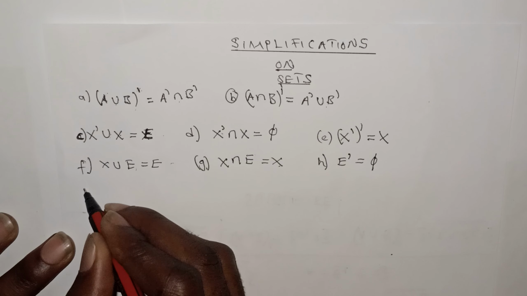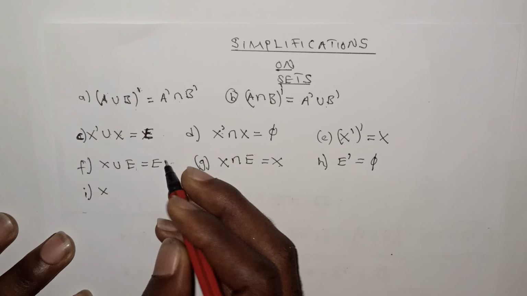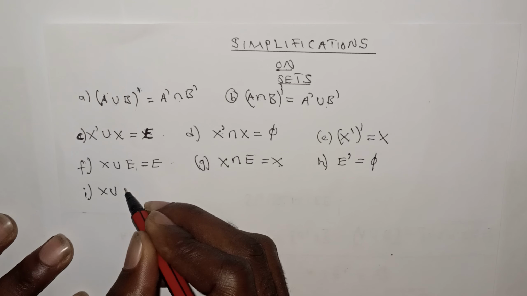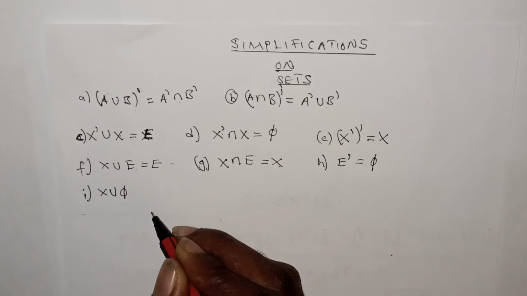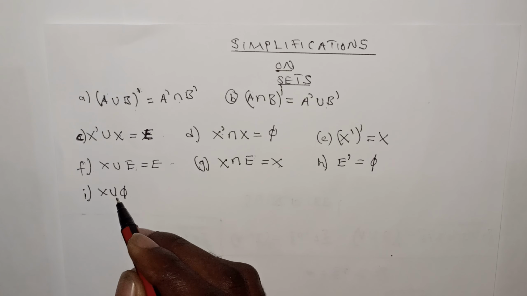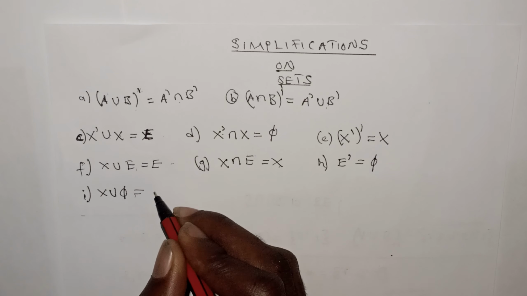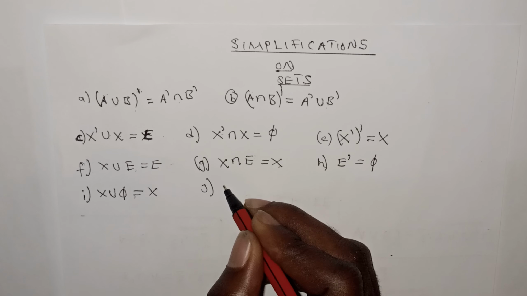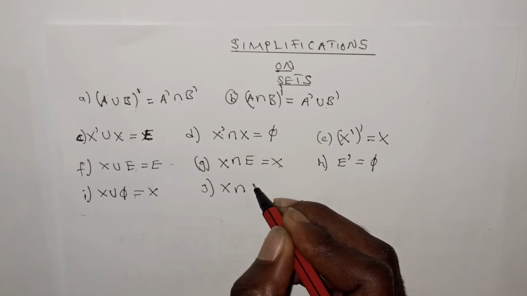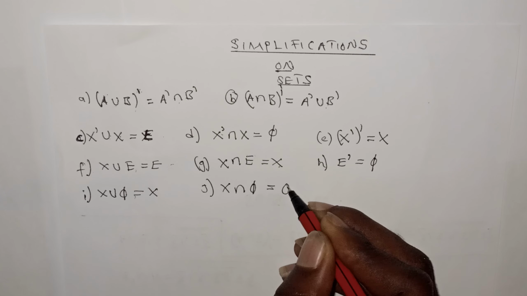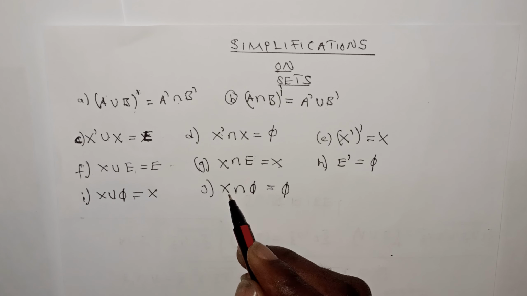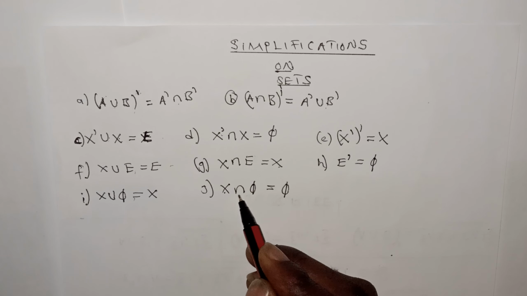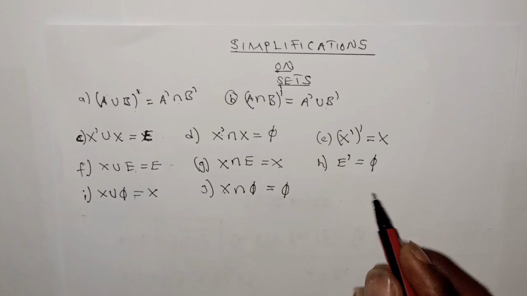Let's have I. So I, let's say X union an empty set. Everything that is in X and an empty set is actually equal to X. Let's say we have J, X intersection an empty set. This is actually an empty set. There is nothing that is common between X and an empty set.